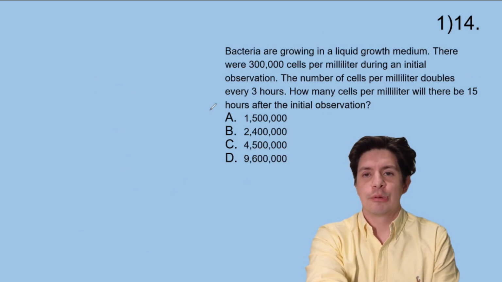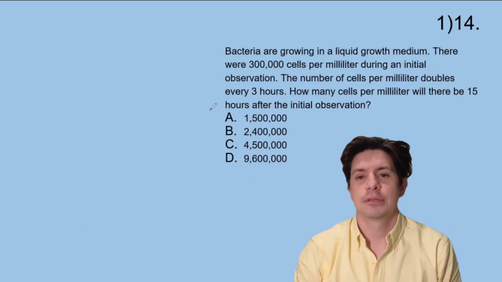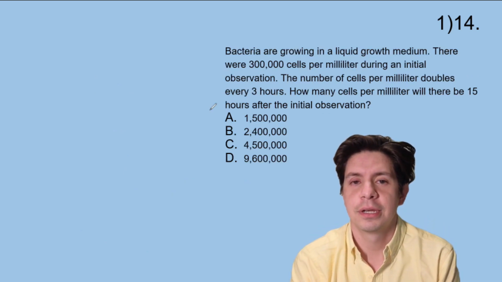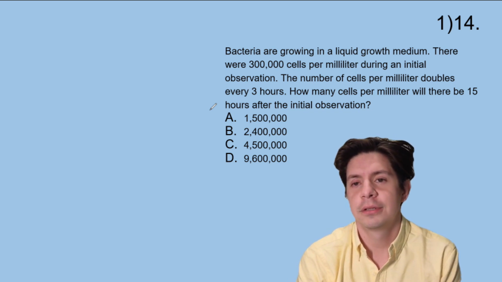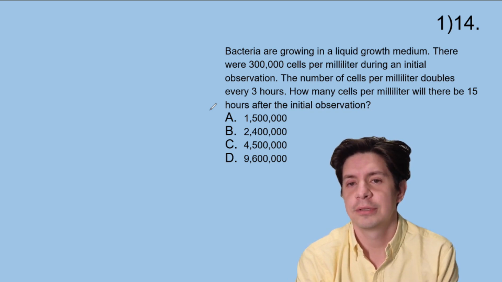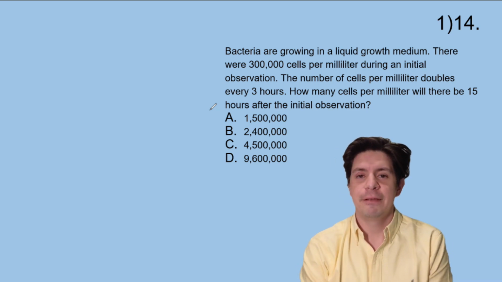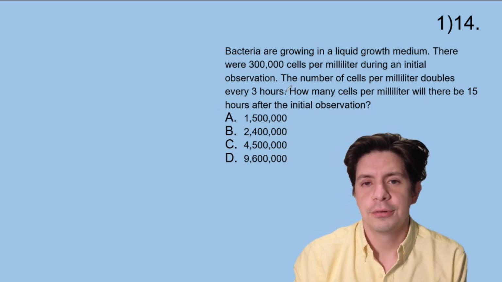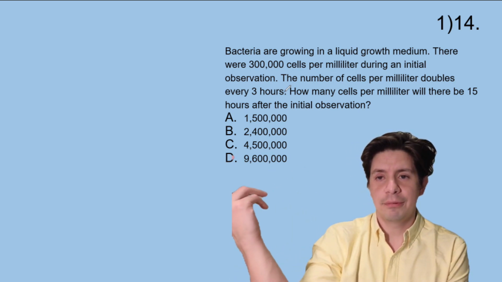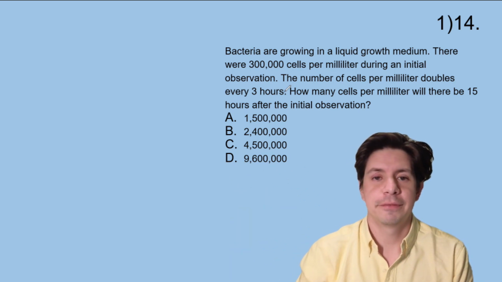Bacteria are growing in a liquid growth medium. There were 300,000 cells per milliliter during an initial observation. The number of cells per milliliter doubles every 3 hours. How many cells per milliliter will there be 15 hours after the initial observation? So it's doubling every 3 hours, and it's asking for 15 hours later.